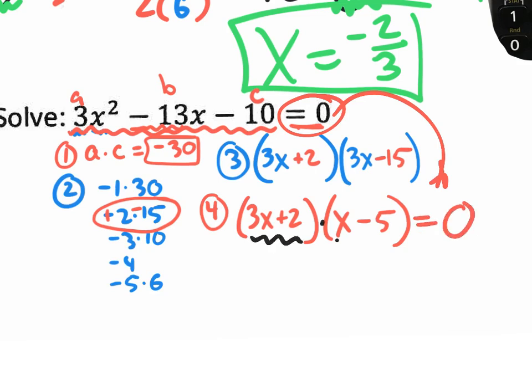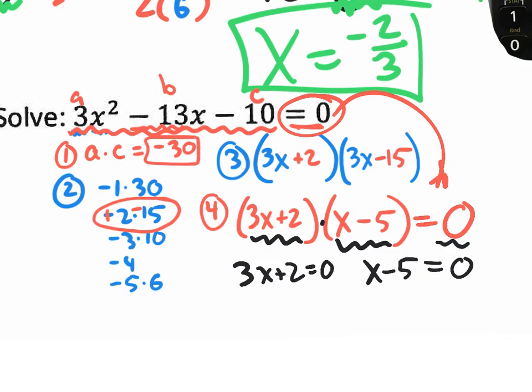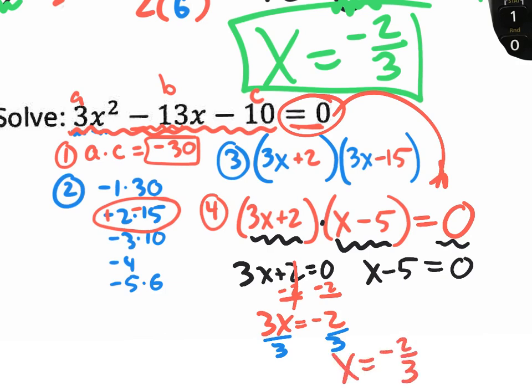If you have something times something and it equals 0, the first something could be 0, and the second something could also be 0. If I solve this, minus 2 right there, I'll get 3x equals negative 2. I divide by 3, and x equals negative 2/3. That is one answer. The other one, simple, plus 5, x equals 5 is the other answer.